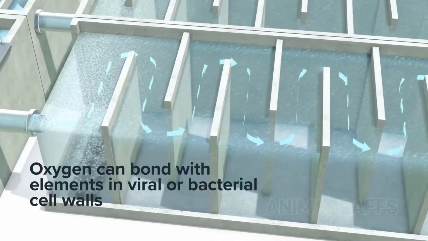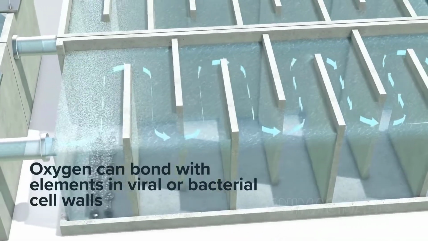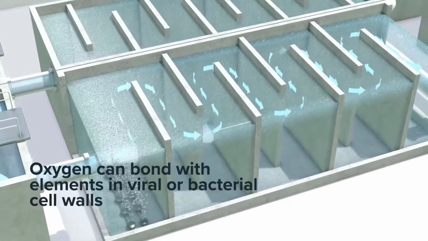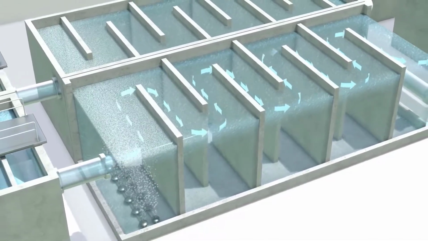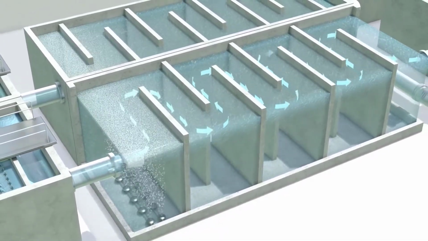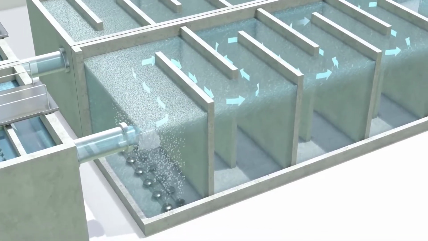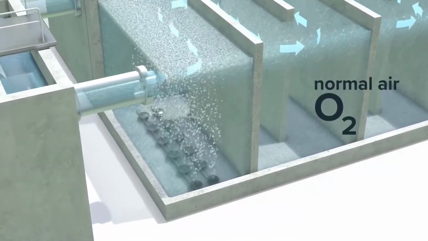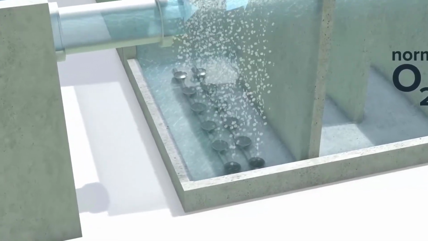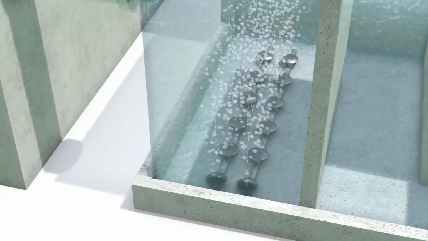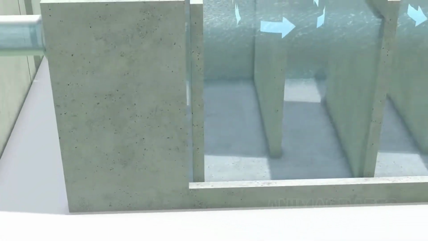Oxygen also bonds with elements in virus or bacteria cell walls, disrupting their function and altering their surface charge for easier filtration downstream. When ozone gives up its extra oxygen atom, it just becomes normal oxygen, leaving no byproducts in the treated water, unlike other purification methods such as chlorination.